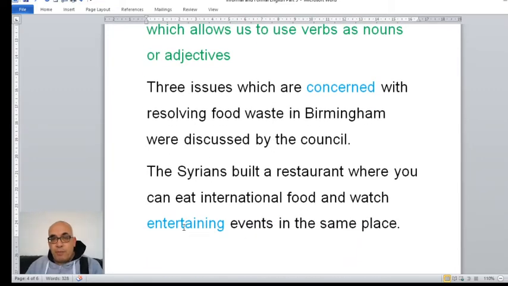Entertaining is the present participle. It has got an ing. A present participle is like an adjective. So entertaining is the present participle. It is like an adjective for events. So many things in this sentence tell me the sentence is formal. I'm using a conjunction, where, which is in which. All the words are formal English, and I'm using a present participle, which is an adjective before events.